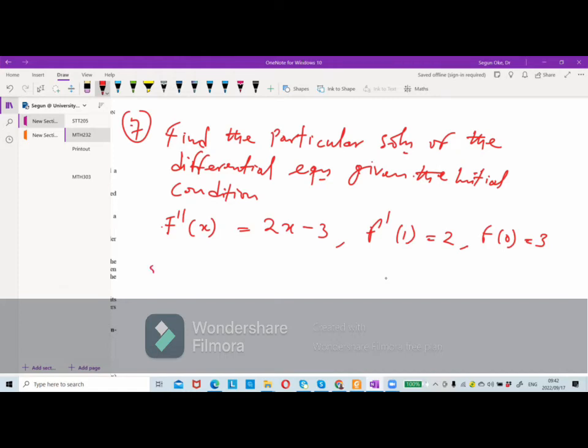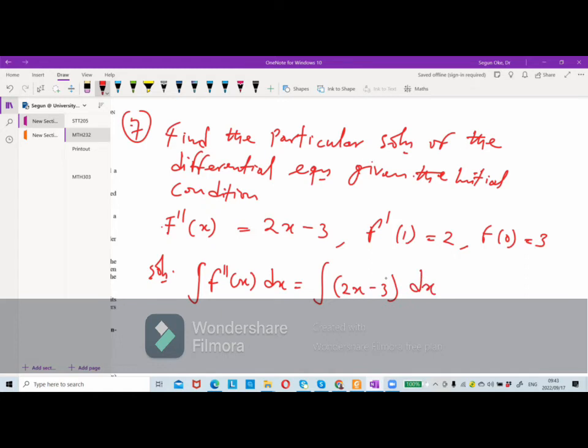Okay, let's continue. Solution will be, remember what is f prime prime means, please? Differentiate it twice. You have to differentiate twice. Good. But in this case, we know that it's integration we are dealing with. So you now have it integrate f prime prime of x dx equals to integral of 2x minus 3 dx.